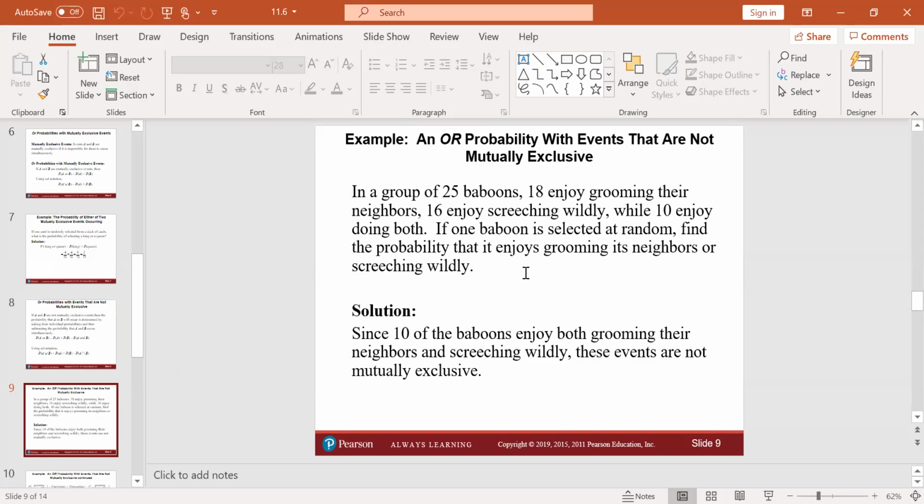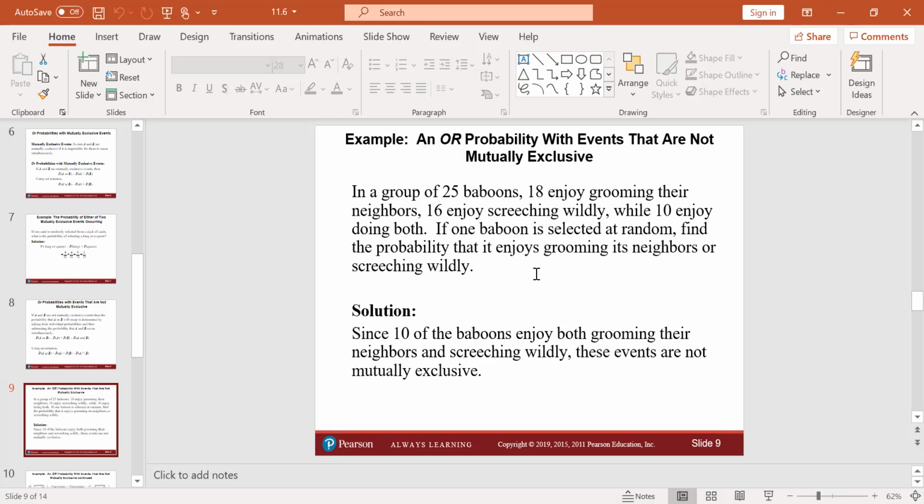So we've got a weird animal-themed problem here. In a group of 25 baboons, 18 enjoy grooming their neighbors. Okay. 16 enjoy screeching wildly. Well, all right. Who doesn't enjoy that? You know, who can really just honestly say they've never just screamed wildly for no reason? I can't say that. 10 of them enjoy doing both grooming their neighbors and screaming wildly.